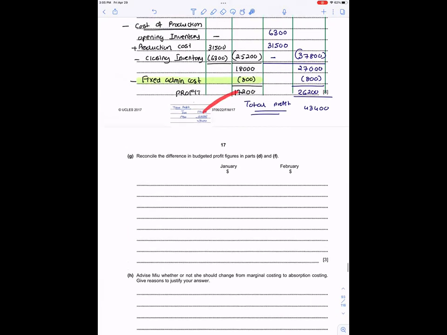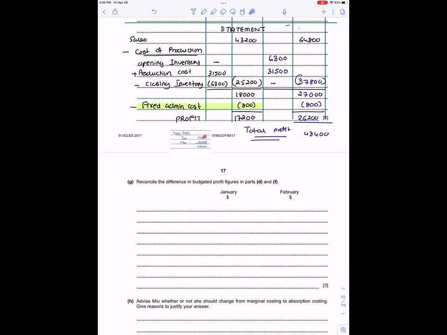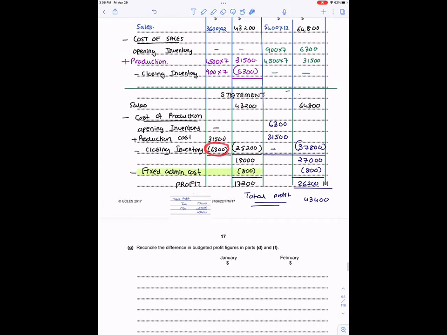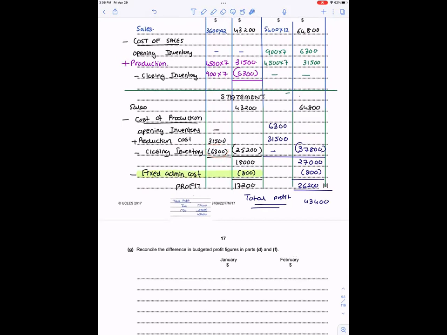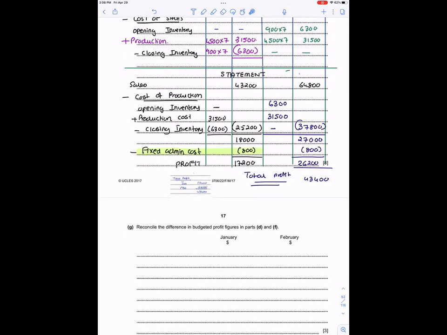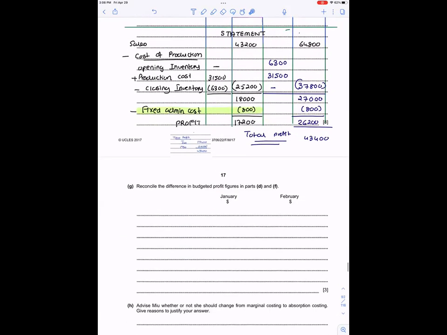Why could this difference have arisen? Why is it more as per absorption costing and why is it less as per marginal costing? It is because of closing inventory. Because over here, you have valued inventory at 7. And in marginal costing, we valued inventory at how much? 5. Fine.